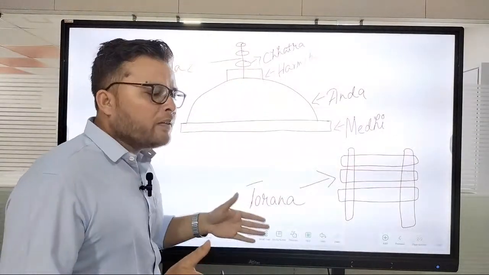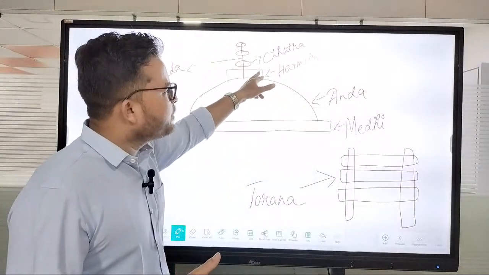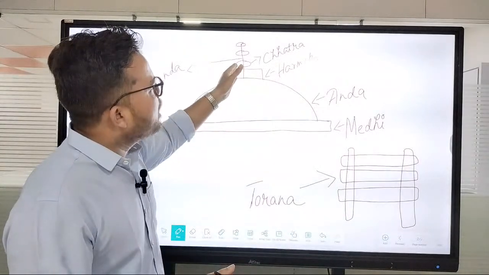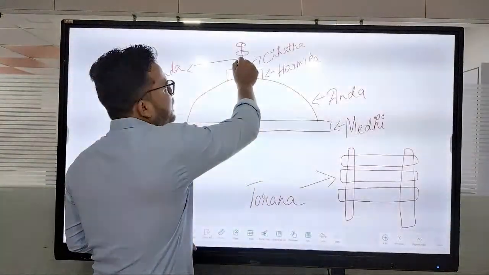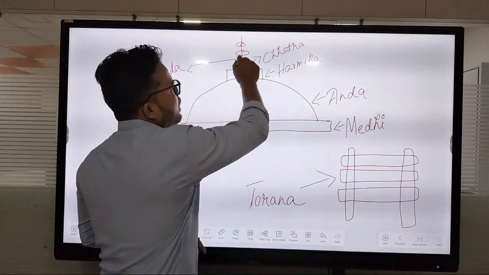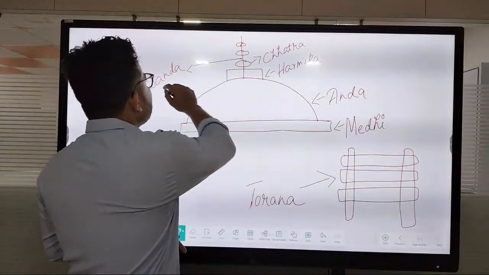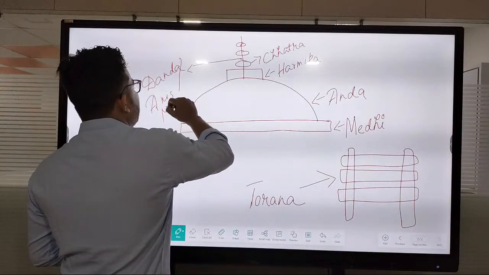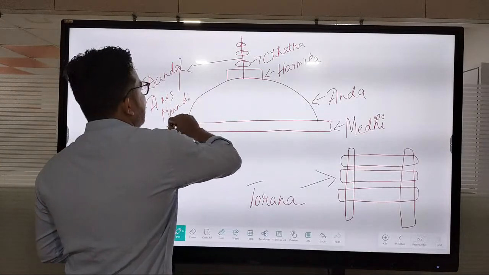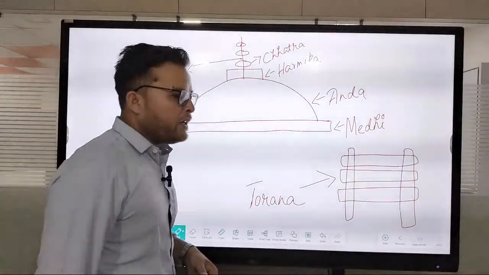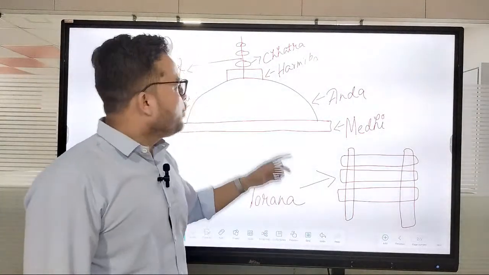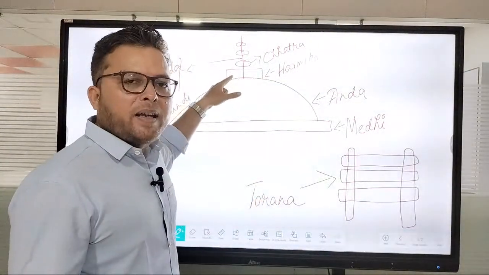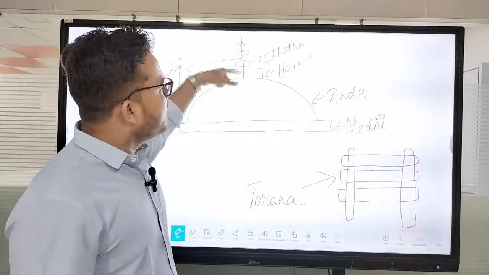This particular structure is harmika. And right from the middle of harmika, you will see a straight line. What is this particular straight line? This is known as danda or axis mundi. What is the purpose of this danda? In a way, it connects the world of the living with the world of the dead.